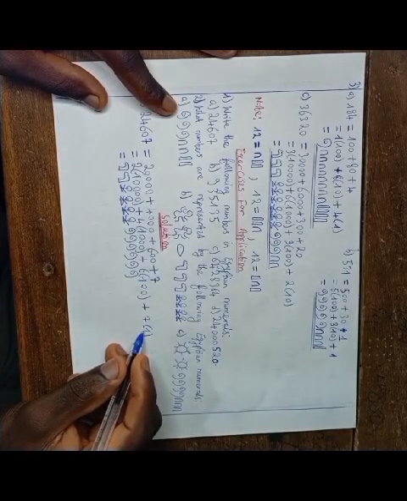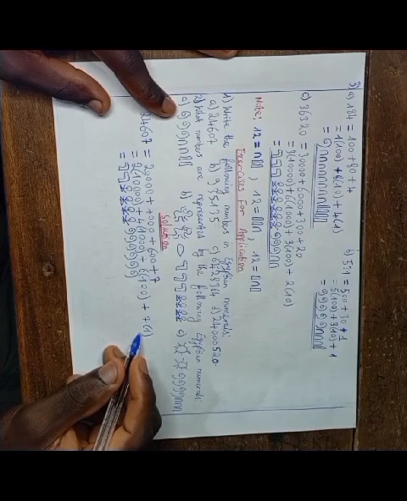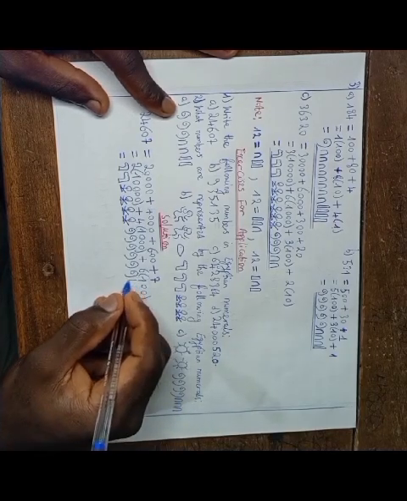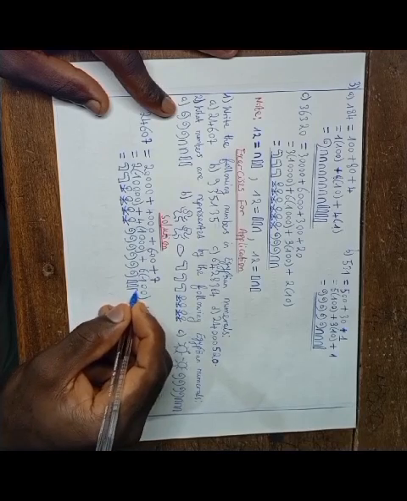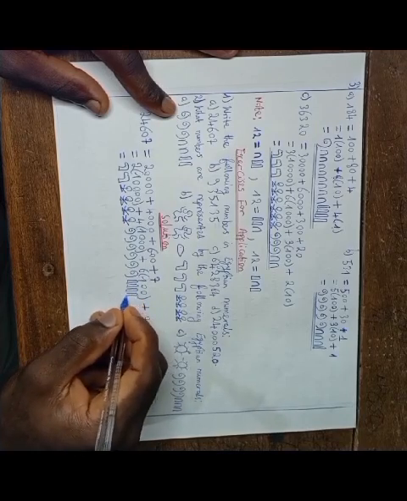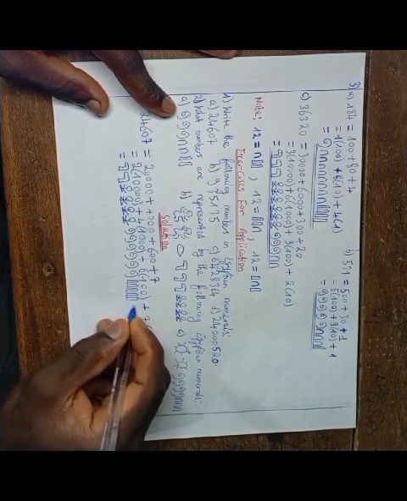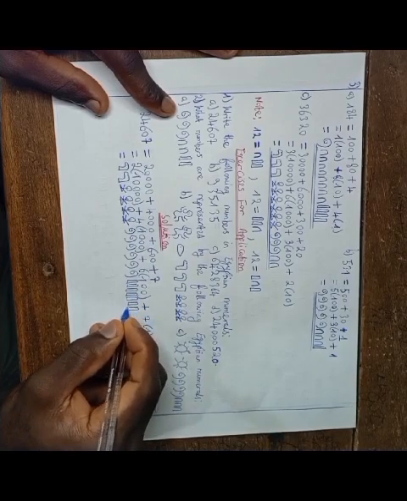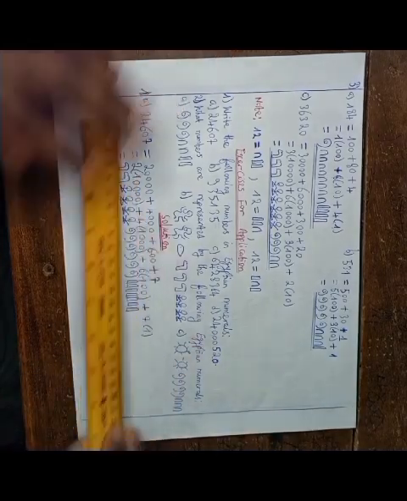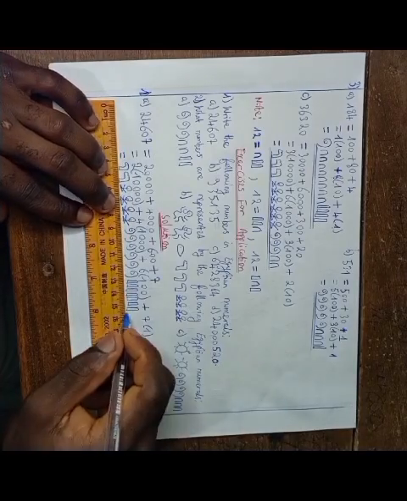Next, we have to represent the number 7. We are going to use 7 straight fingers. 1, 2, 3, 4, 5, 6, and lastly 7. We underline our answer.